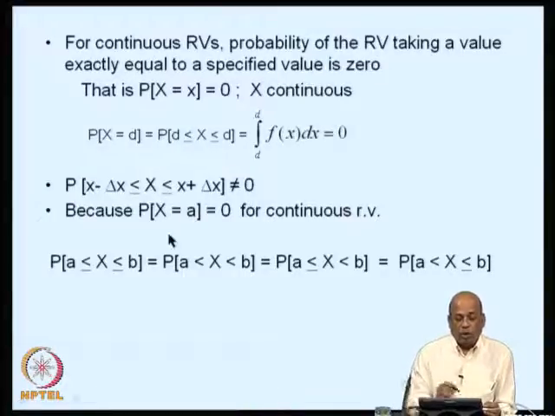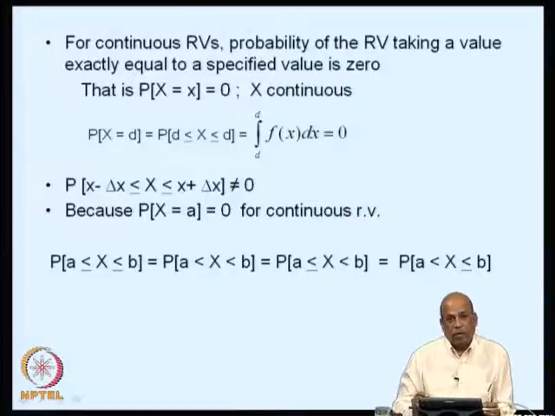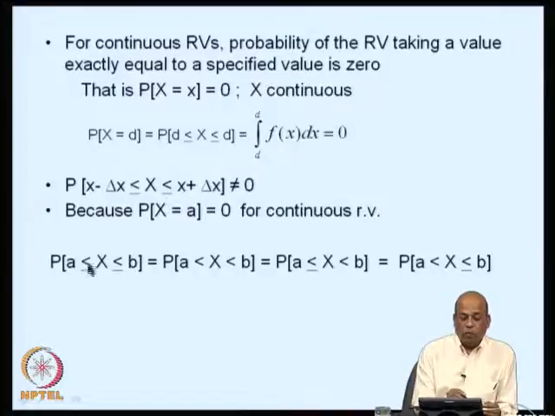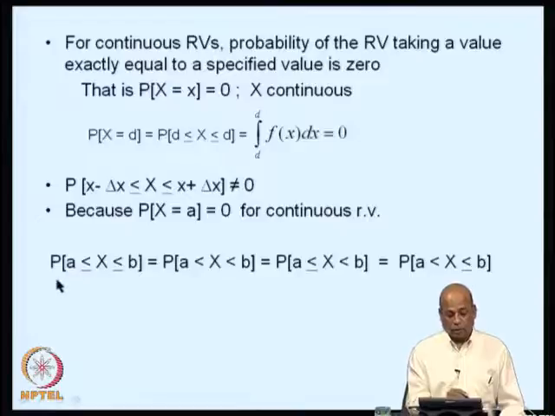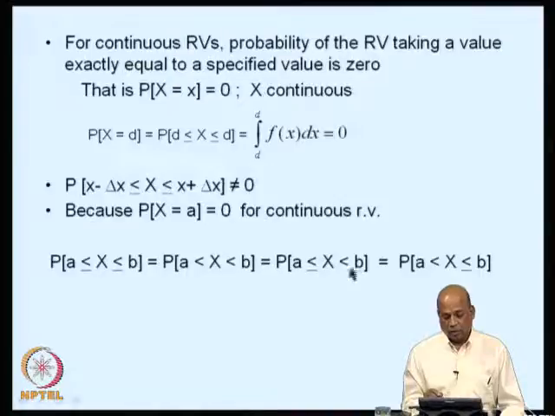Now, because the probability of X being equal to a given number is 0 for continuous random variables, we can use interchangeably less than or equal to and less than, and greater than or equal to and greater than, as we have written here. For example, the probability of a less than or equal to X less than or equal to b is also equal to the probability of a less than X less than b, equal to the probability of a less than or equal to X less than b, and so on.